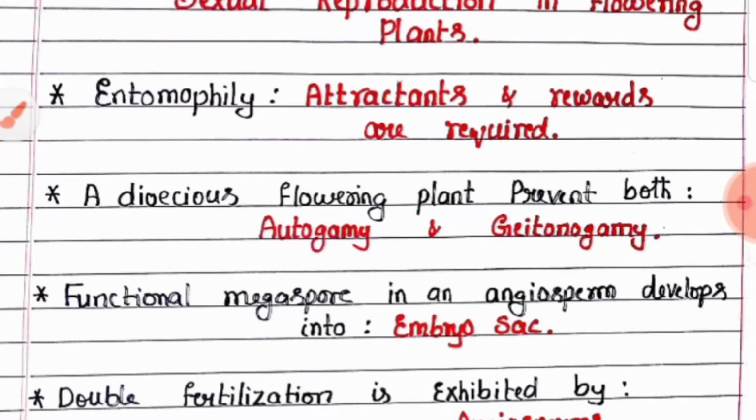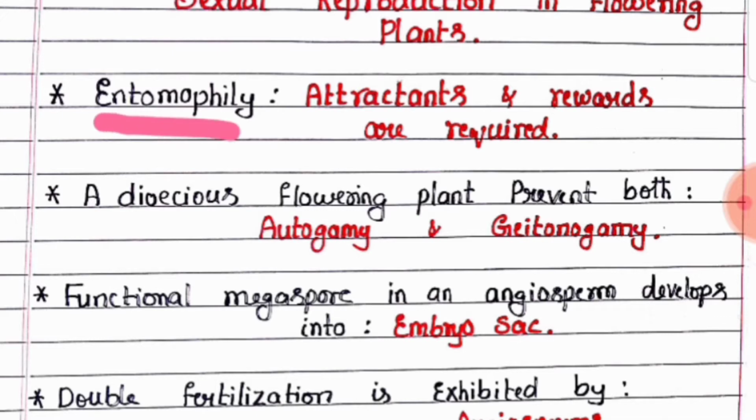Students, in this very short video, we are going to quickly revise some of the important questions from sexual reproduction in flowering plants, 12 CBSE biology, and these questions have been asked in previous NEET exams.